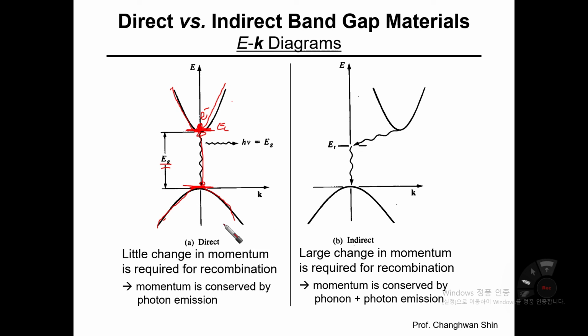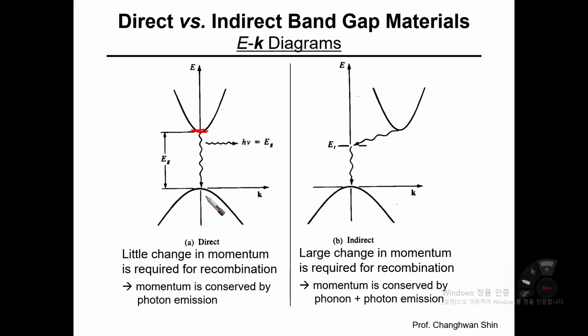Now I have drawn the electron's energy versus momentum, the EK diagram. On the left hand side is one type of silicon material, just the semiconductor material. On the right hand side, you can see another type of EK diagram for semiconductor materials. What is the main difference between the two figures? Think about this.